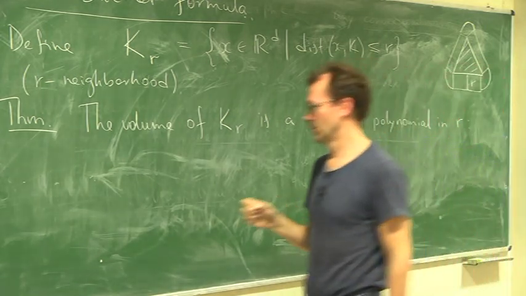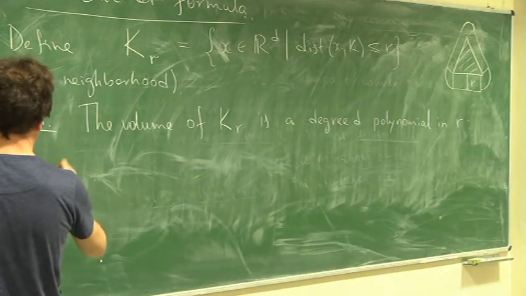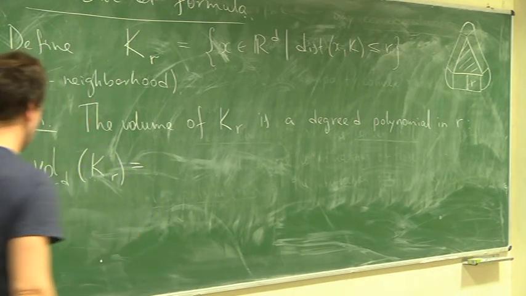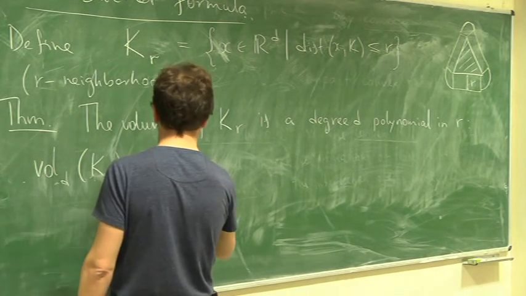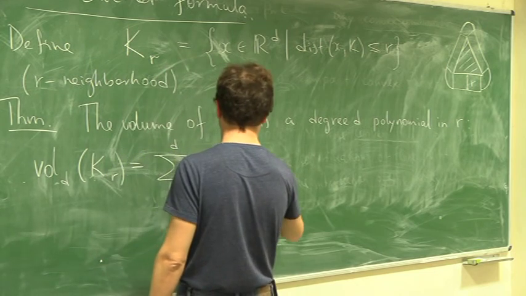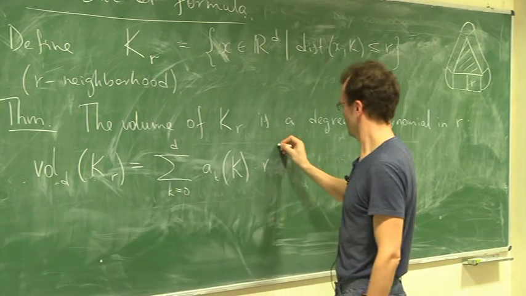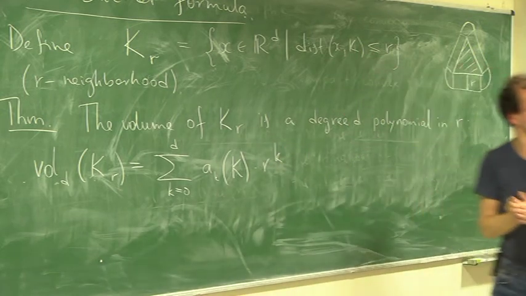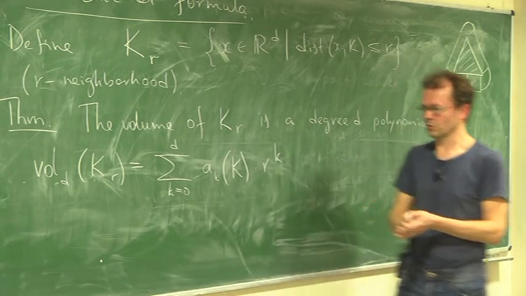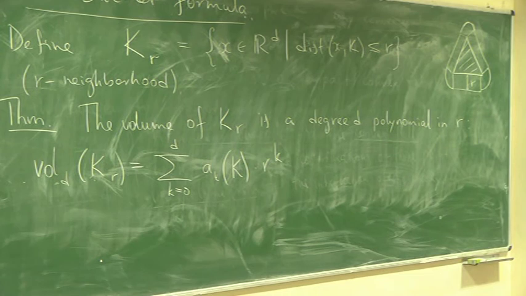So we can write volume sub D of K sub R. This is equal to the sum K from 0 to D a K of K times R to the power K, right? So the coefficients of this polynomial depend, of course, on the body K, but for any body K, there is some collection of coefficients such that the volume is given by this polynomial.